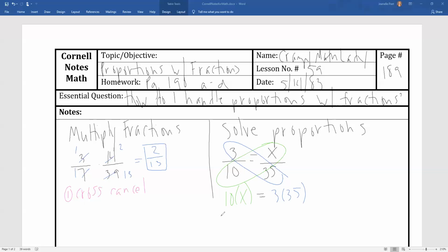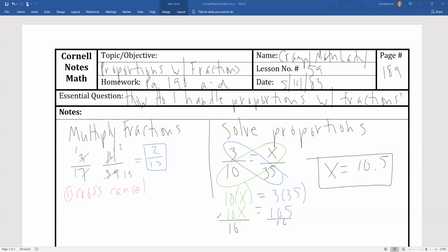So this is cross multiplication, right? I take the 10 times x and set that equal to 3 times 35, which gives me 10x equals, turn the calculator on, 105. When I'm solving for x here, I'm going to divide both sides by 10, and I'm going to find out that x equals 10 and 5/10.